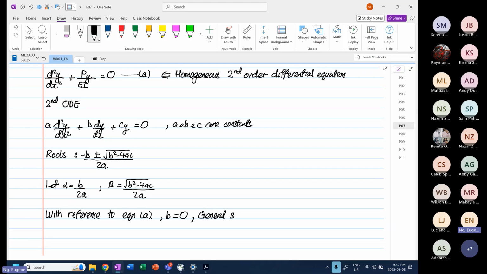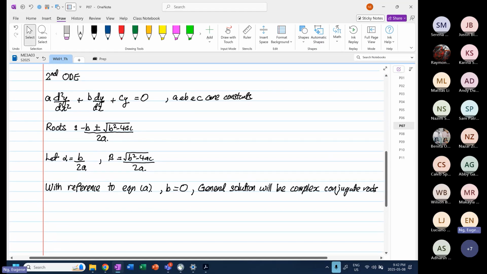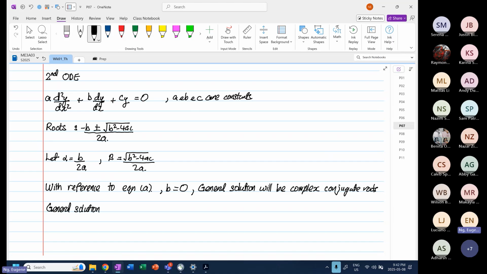And when b is equal to 0, we will get the general solution, which will be complex conjugate roots. I think you guys did your math probably last year, so you're going to record this very quickly. y as a function of x will be equal to e to the minus alpha x, and then you have c1 sine omega x plus c2 cos omega x.